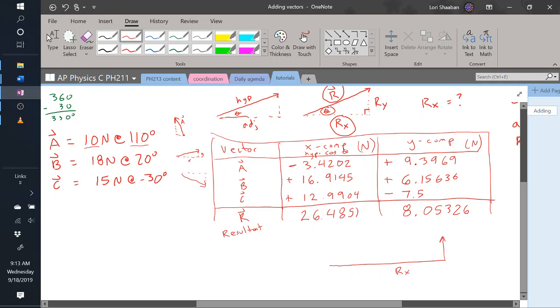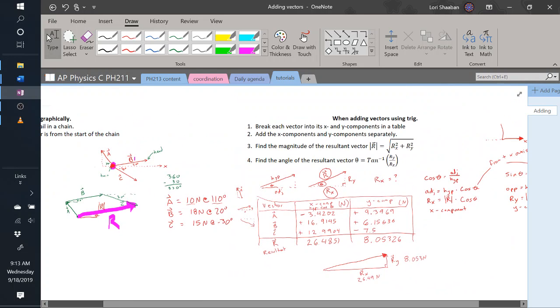Our x is 26.49 approximately, and our Ry is about 8.053 newtons. And so our resultant really kind of looks like this here. Let's take a look at our vector we did earlier, and that's what it looks like from before.